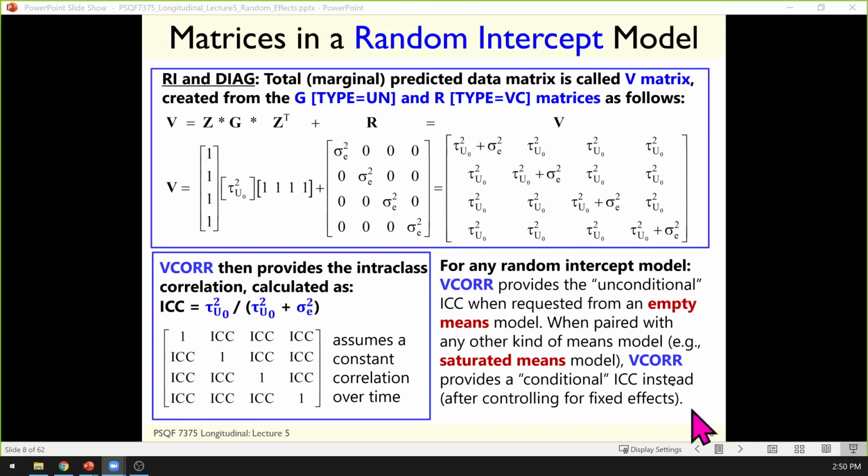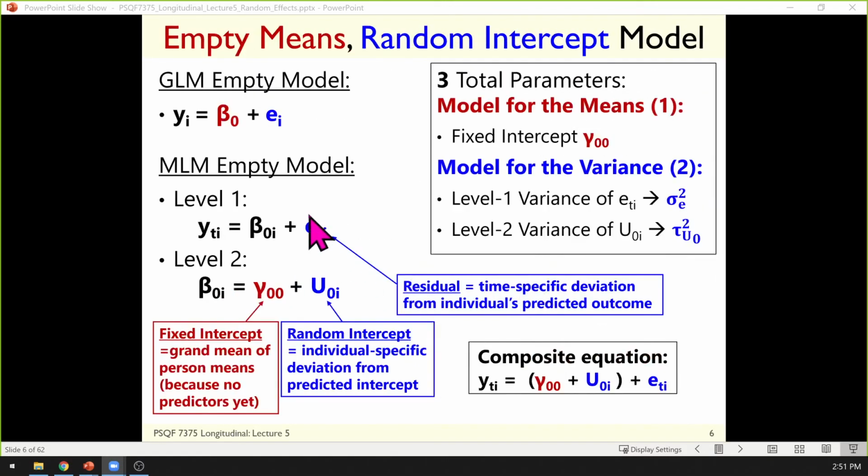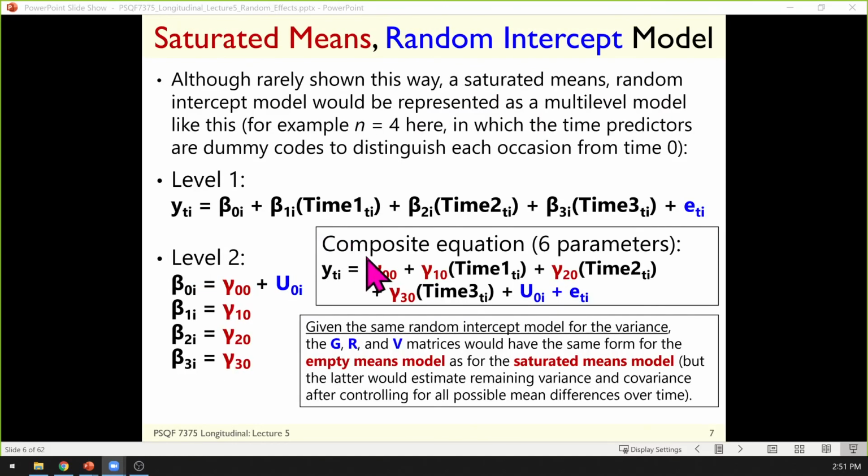So reminding you how these things get put back together again. So what is going on under the hood when you specify a model that looks like this or a model that looks like this? They have the same model for the variance.